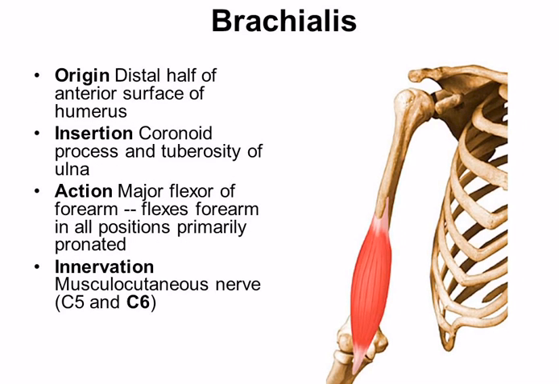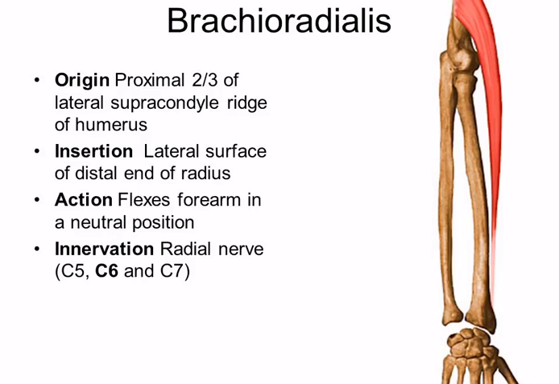Brachialis. Origin: distal half of anterior surface of humerus. Insertion: coronoid process and tuberosity of ulna. Action: major flexor of forearm, flexes forearm in all positions, primarily pronated. Innervation: musculocutaneous nerve, C5 and C6.